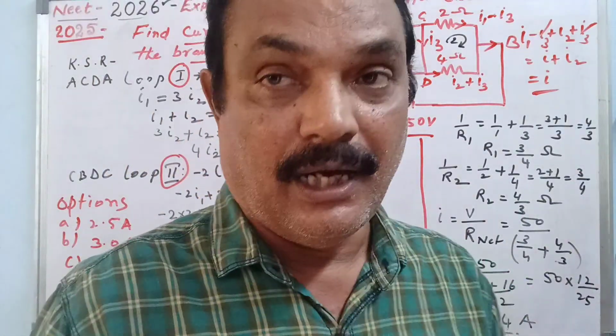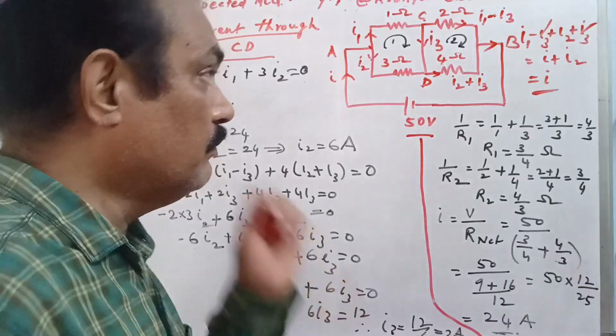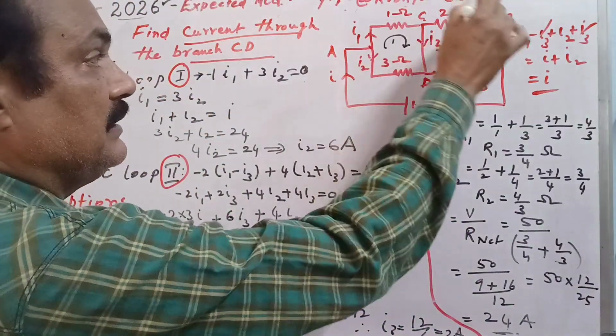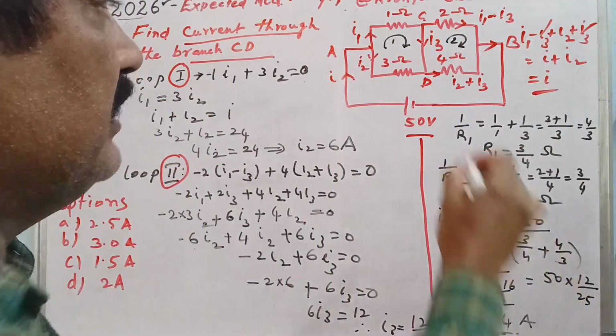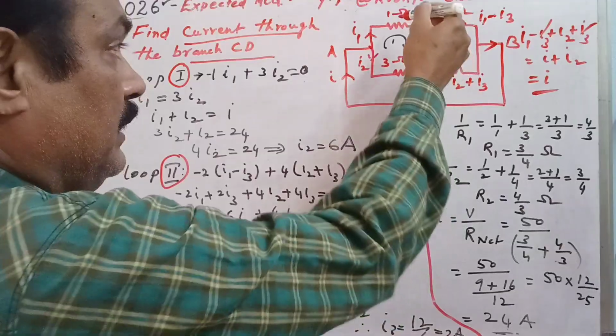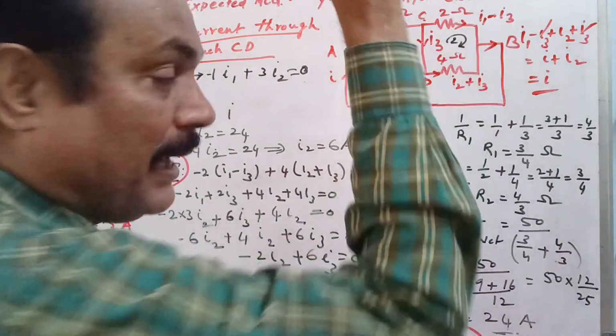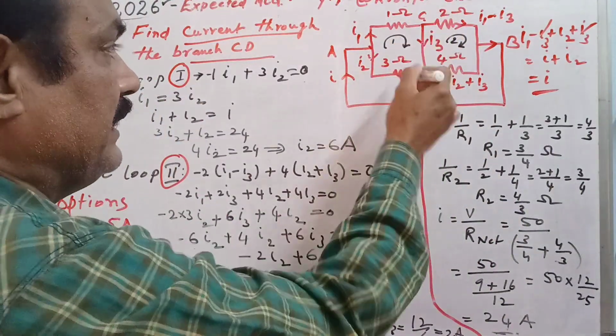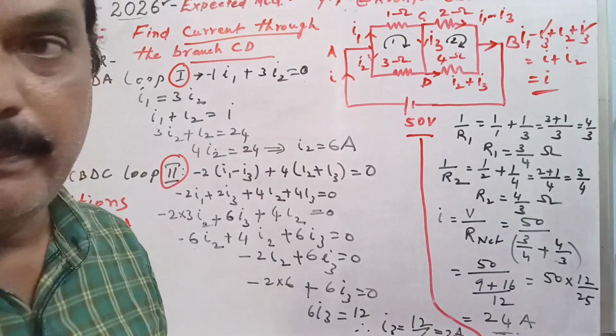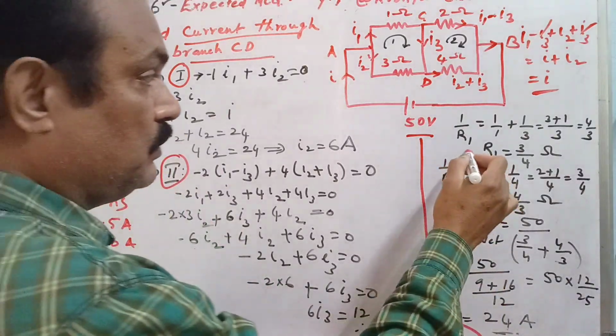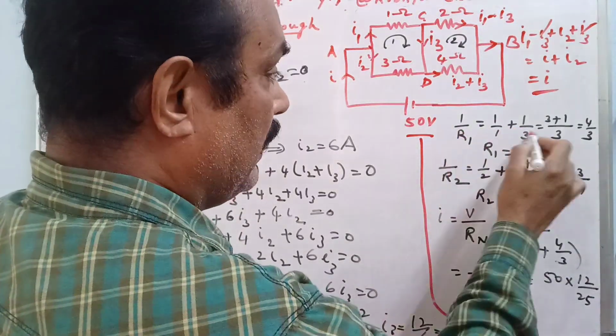So see here how it will be done. Finally, what is this? This is not the Wheatstone bridge. If it is not the Wheatstone bridge, what will it be? This and this are parallel, this and this are parallel. So 1 and 3 are parallel, 2 and 4 are parallel. So first you need to do the parallel.